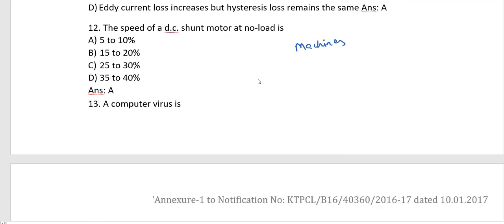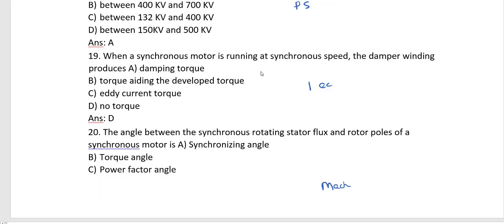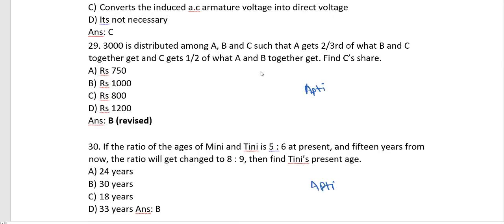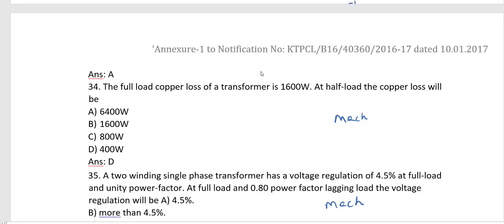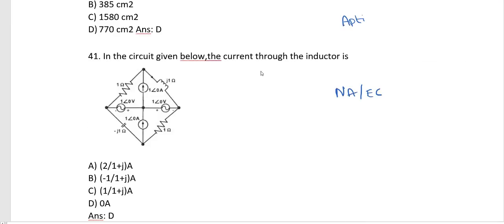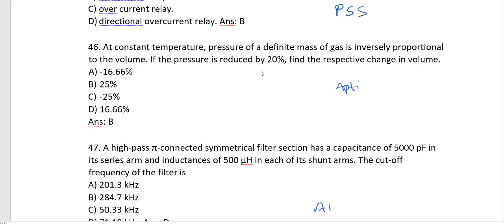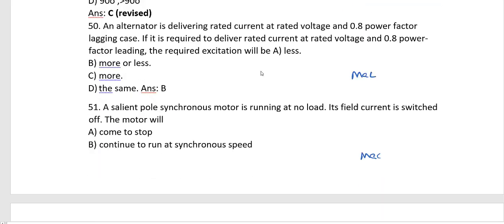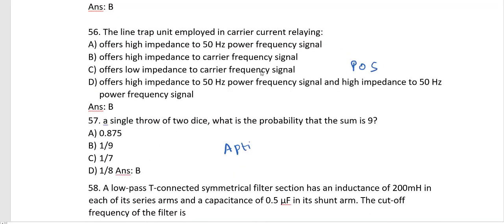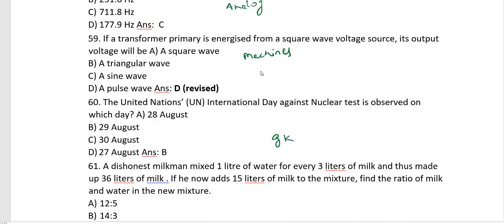So overall, in the KPTCL AEE 2017 paper they have given 80 to 90% of their questions from machines only. Some questions are taken from analog electronics, and some from measurements and network analysis or electrical circuits. So if we had studied only machines for this paper, we could have got more marks. So maybe this is an exception kind of paper, because every time we won't see this type of paper.